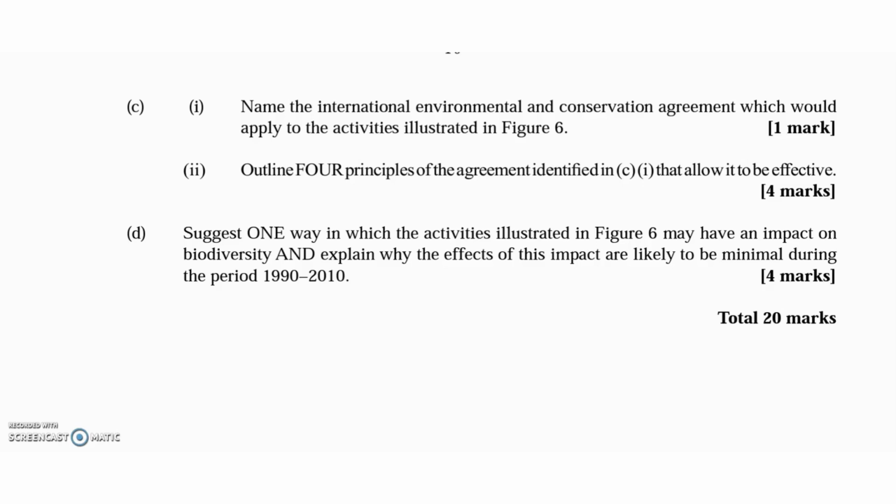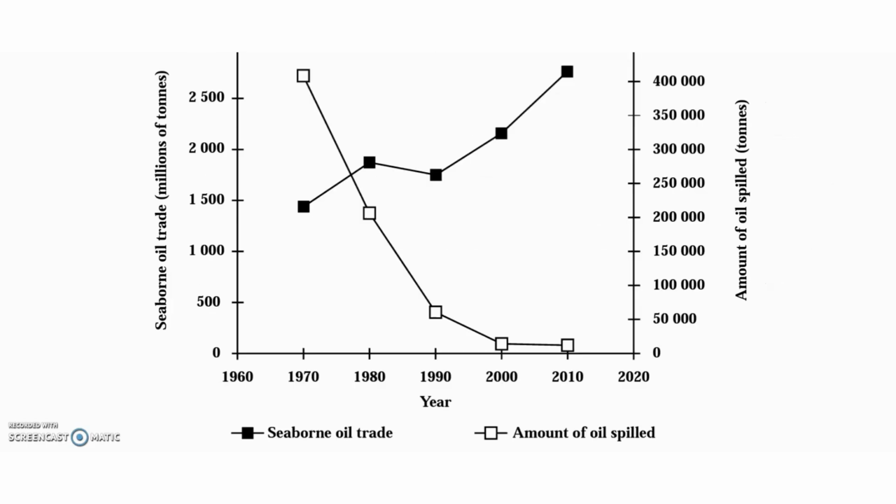All right. Now, Part D suggests one way in which the activities illustrated in Figure 6 may have an impact upon the biodiversity and explain why the effects of this impact are likely to be minimal during the period of 1990 to the year 2010. We have to understand that within that 20-year period there were still human disturbances. Biodiversity disturbances as they relate to oil spills would contribute to the death of animals because oil is a very invasive thing, especially in a fluvial environment where it simply spreads. So it will still cause a significant threat upon the biodiversity given the amount of oil being spilled.